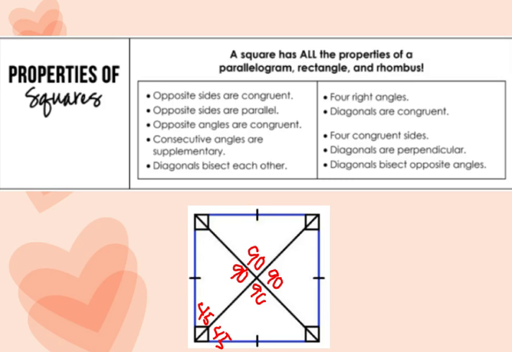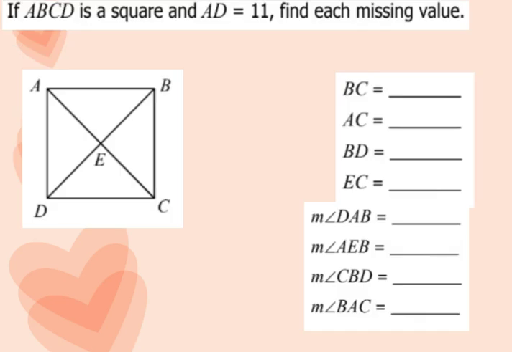Now let's apply that to our question here to find these missing things. This guy is 11. So how do you find AC? Well, what's BC? 11. All the sides are 11. So if all these are 11 and I have to find my diagonal, well, what kind of a triangle is this? Right. So what theorem can I use? 11 squared plus 11 squared equals x squared.